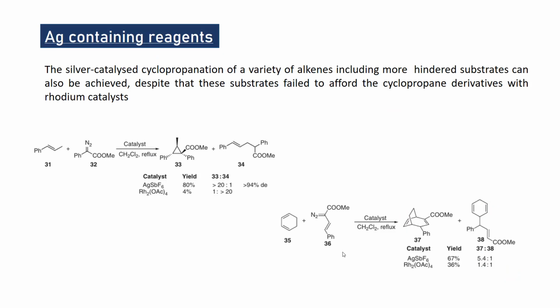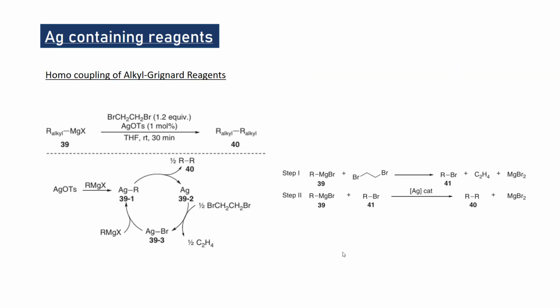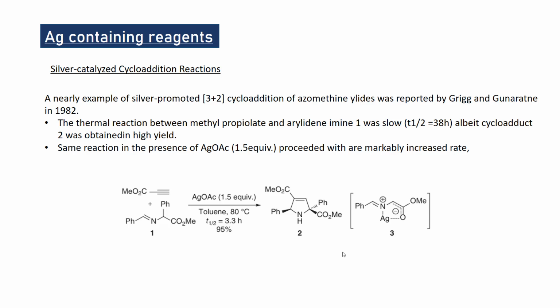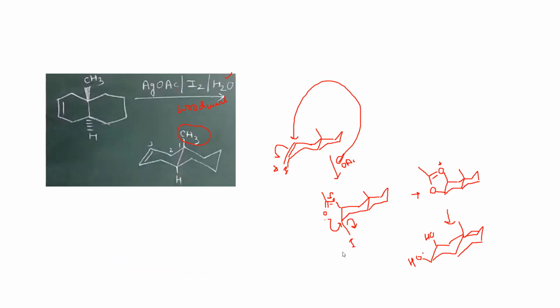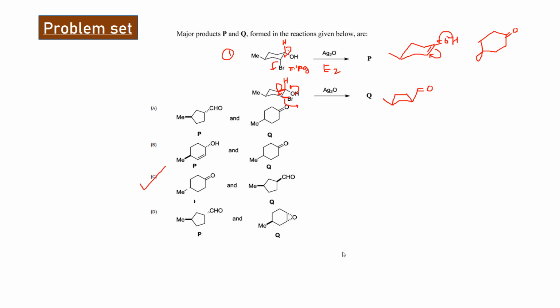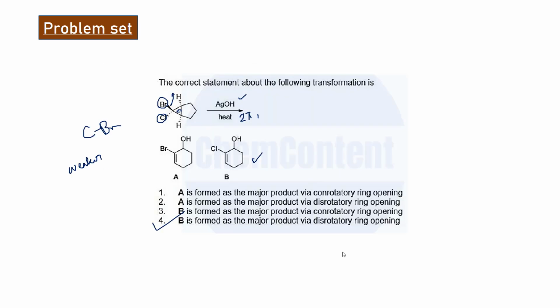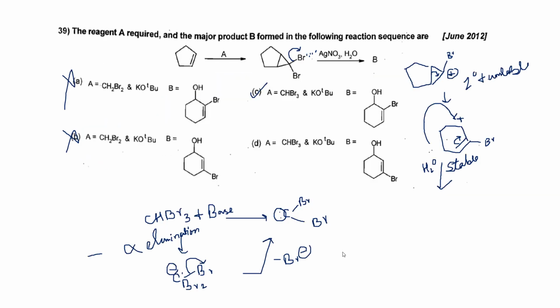Then we solved some applications of silver catalyst. This can also be used for carbene generation and also cycloaddition reactions. Then one of the important silver containing reagents is used in the Prevost reaction and Woodward reaction. I have discussed the mechanisms. Then we solved some questions based on that, and then some other questions based on the silver catalyst, where the silver catalyst can act as a Lewis acid, followed by this one. So this much for today.